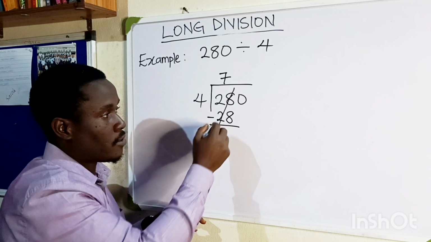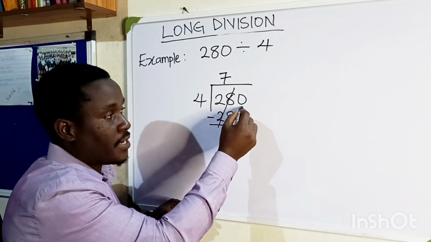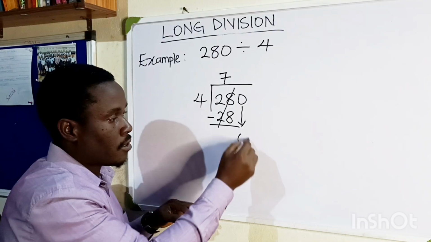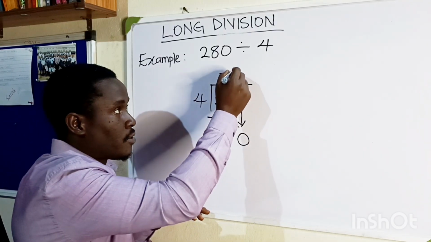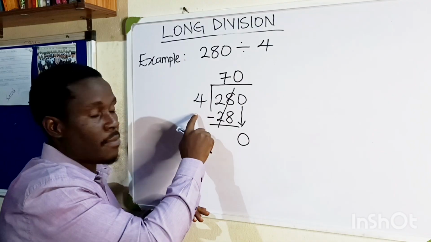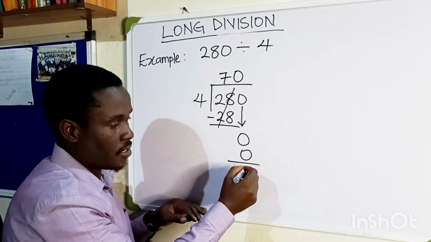So cancel out. Is this our final answer? No. We have a 0 here, so we bring it down. 0 divided by 4 is going to give us 0. And 0 multiplied by 4 is going to give us 0. 0 minus 0 is equal to 0.